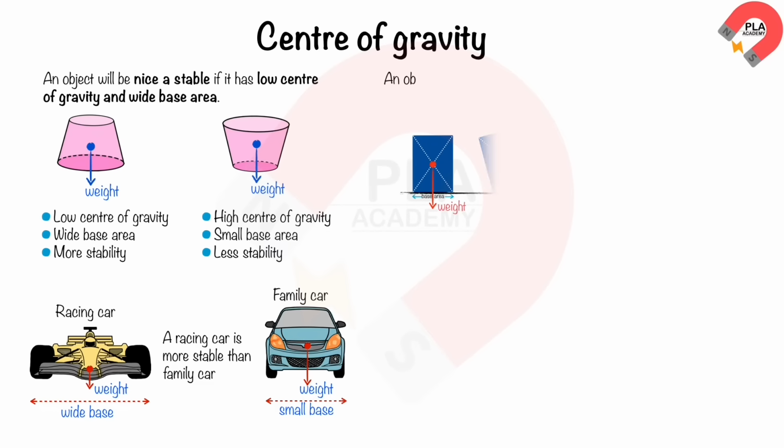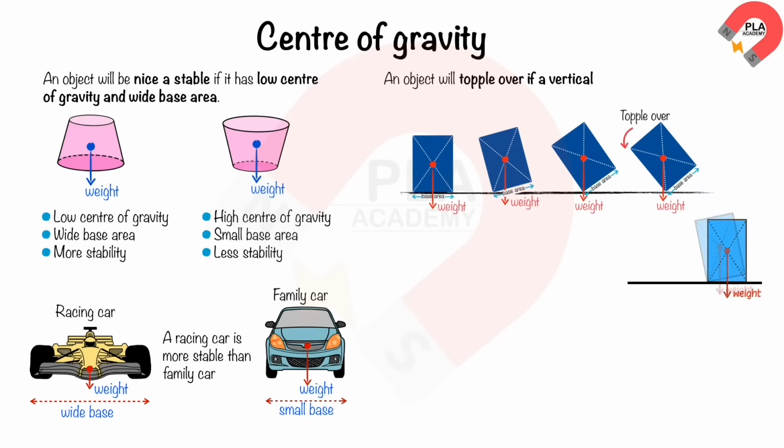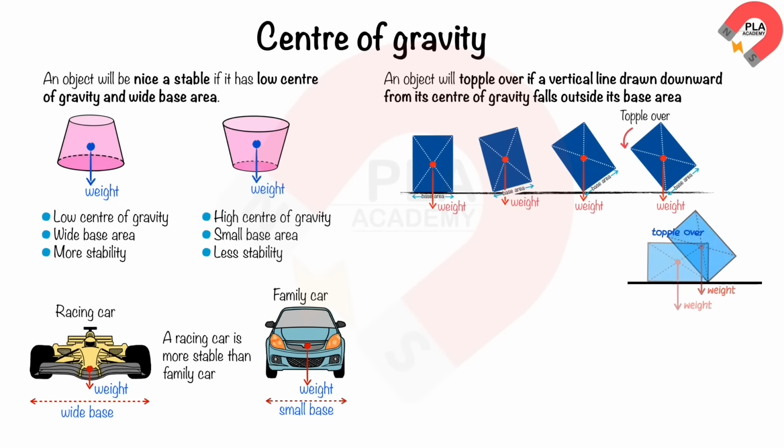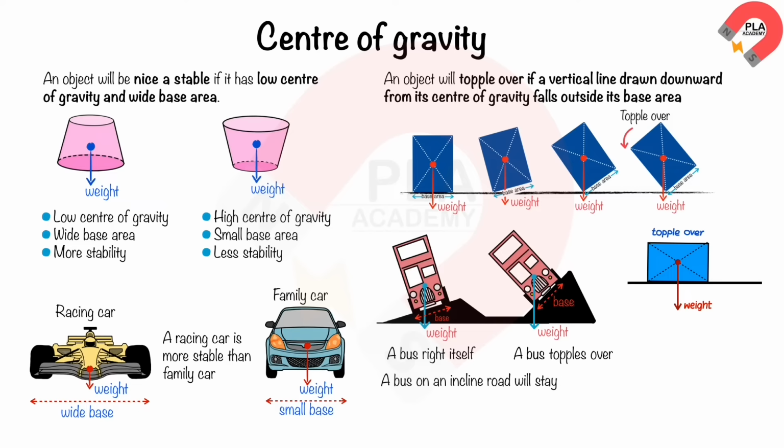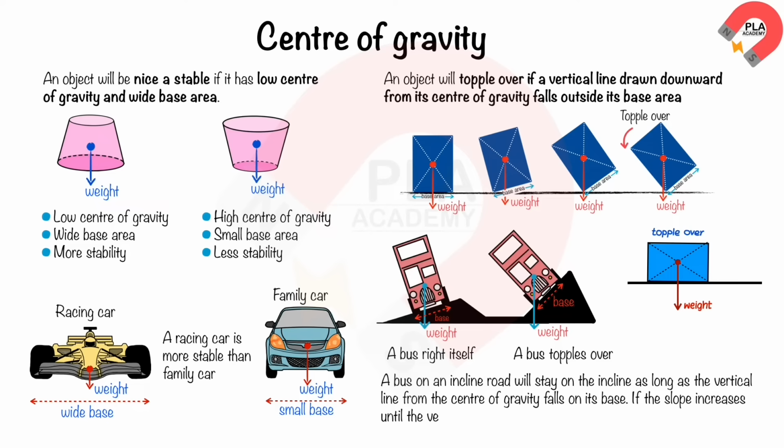stable. An object will topple over if a vertical line drawn downward from its center of gravity falls outside its base area, as shown. For example, a bus on an incline road will stay on the incline as long as the vertical line from the center of gravity falls on its base. However, if the slope increases until the vertical line falls outside its base area, the bus will topple over.